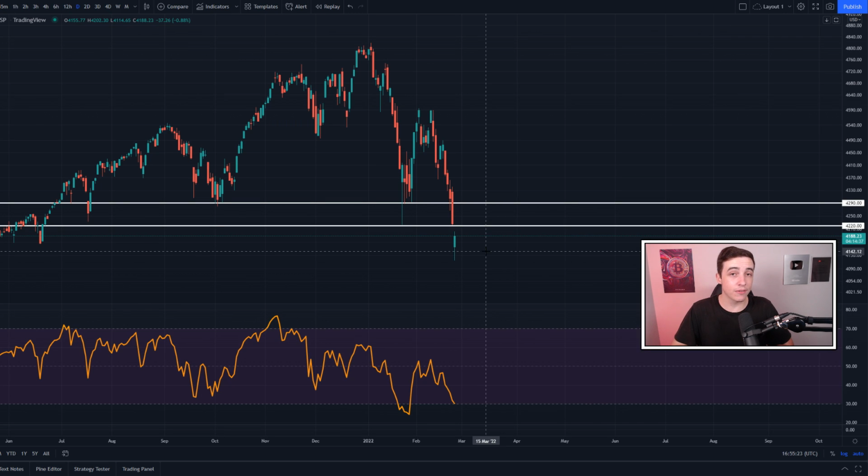Now, obviously, what we have to talk about is the fact that the S&P 500 index is below some important levels. So clearly, this is not a good sign while we're below those levels and could possibly result in some more bearish price action, or will it?